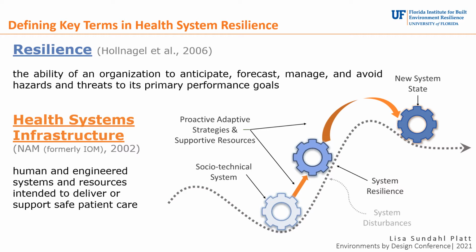The second critical term for defining and the basis of this research is health systems infrastructure, which refers to human and engineered systems and resources intended to deliver or support safe patient care. Healthcare infrastructure in the context of infection control or infectivity prevention would then be those human and engineered systems which sought to support the delivery of safe and patient-centered care, as well as anticipate, predict, manage, and avoid hazards and threats related to hospital onset infection.